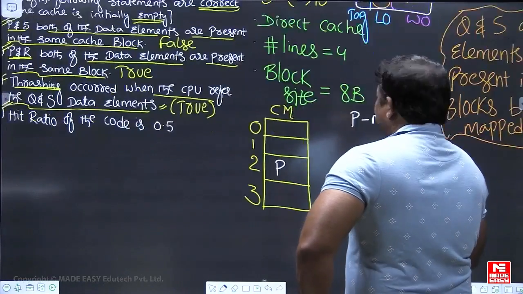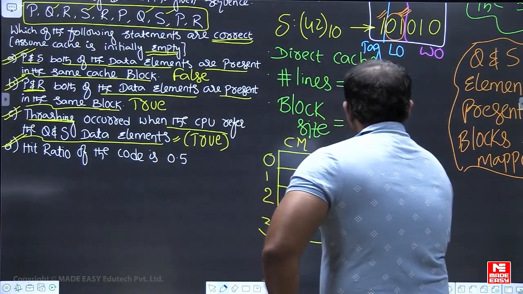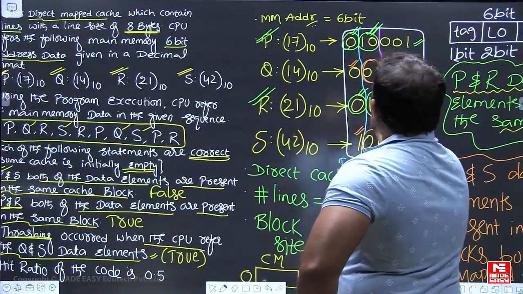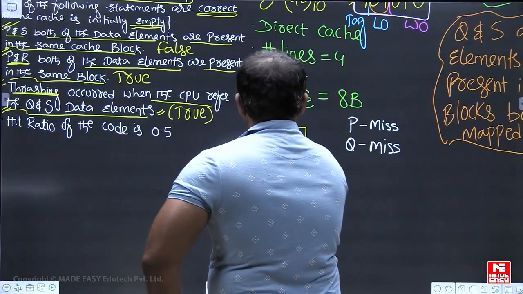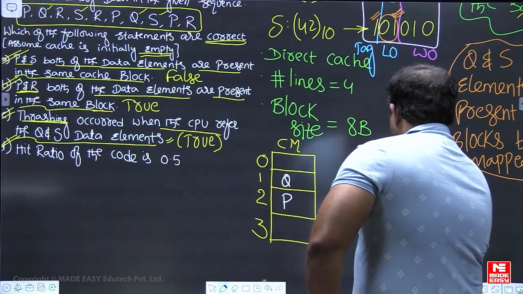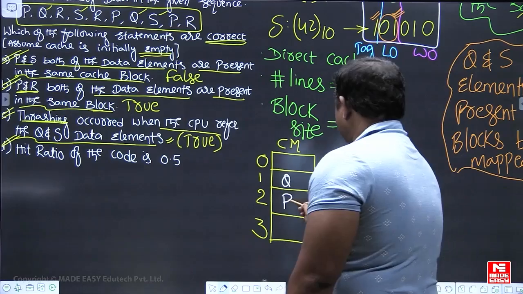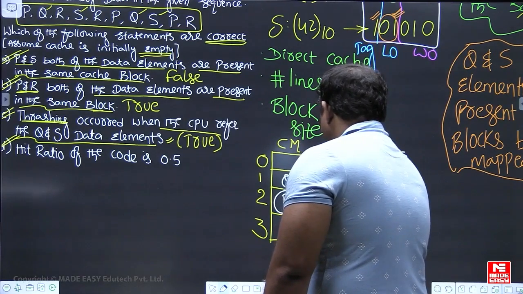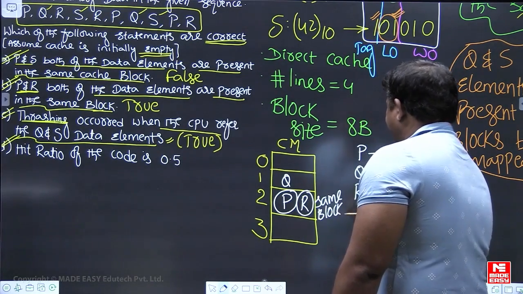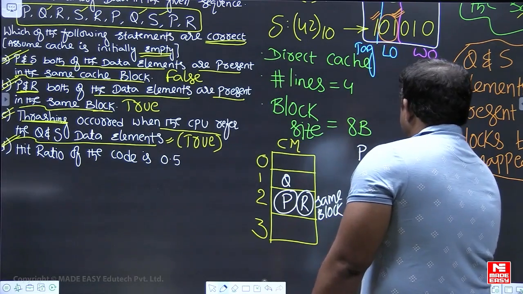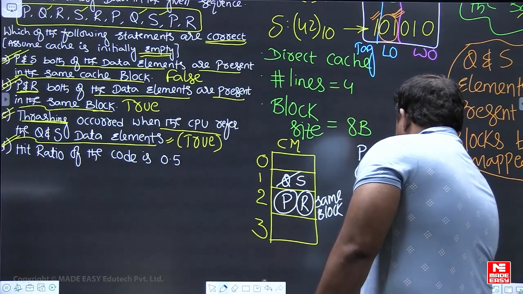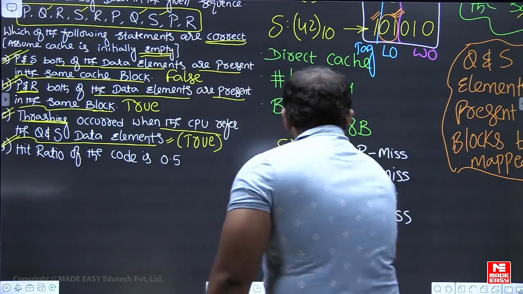Then after this, the CPU refers to Q. Q is also a miss. Q is mapped to which line? Q is mapped into line 1. Q came here. Fine. Next, the CPU refers to R. R is a hit, present in the same block. So in this block, R is also present. Both are in the same block. That is a hit. Next, S. S is a miss. Because S is a miss, Q is replaced by S. Then R. R is a hit. P is a hit.